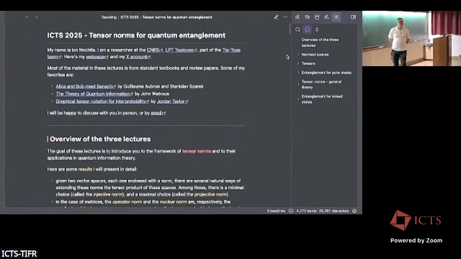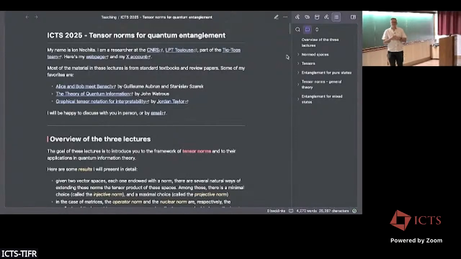Since I don't know a lot about your backgrounds, today I decided to go a bit slowly. So the plan for today is just to tell you about norms in general, not tensor norms, and some basic stuff about norms like geometry of the unit balls and some duality, and then start talking about quantum information theory. And tomorrow we'll talk about tensors and start to see the first examples of tensor norms and some applications to the entanglement of pure quantum states in the multipartite setting. This is where things get interesting. You go from 2 parties to 3 or more parties.